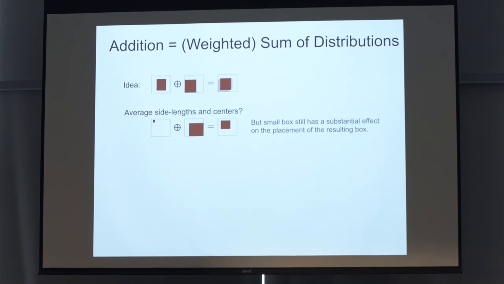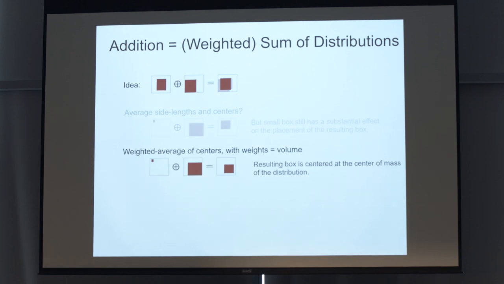One way that we could think about getting that single box that does this approximation is by taking an average of side lengths and centers. That's okay, but it seems a little bit odd that this very small box has just as big an influence on the center of the output box as this large box does. So maybe we should do a weighted average instead, say a weighted average of the centers, in order to get something like this.